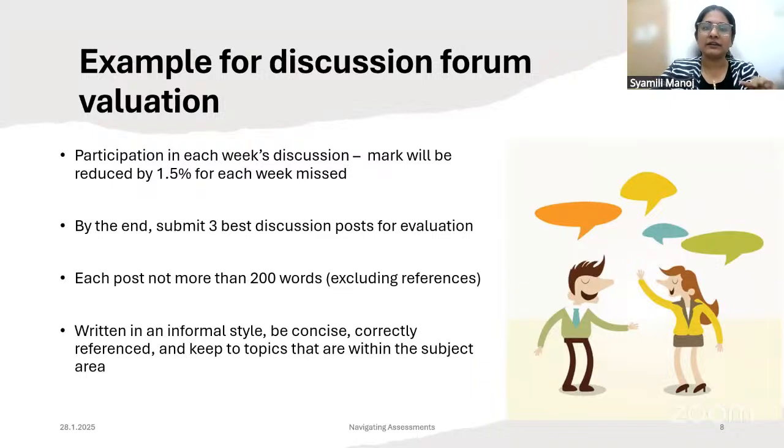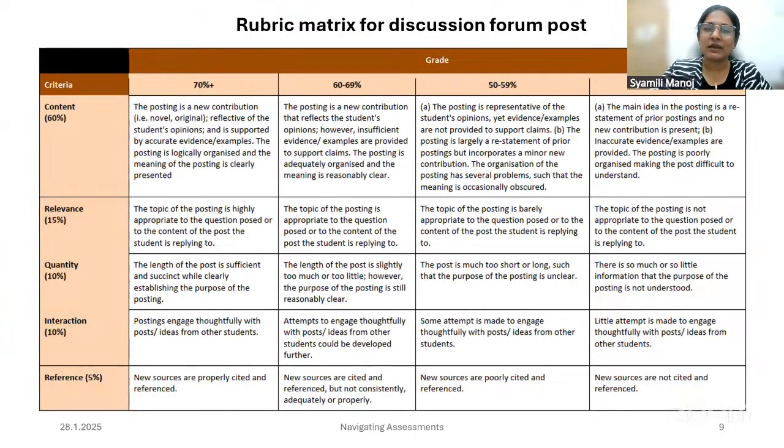And they also had a clear guideline on how it should be written. It should be an informal style. You should write in first person. It should be concise and correctly referenced. So this was a rubric matrix for a discussion forum post where content was given high importance. However, relevance was also given importance because you need to participate in the discussion, but the points you raise or argue should be relevant. If it is unnecessary, it won't be given that much importance.